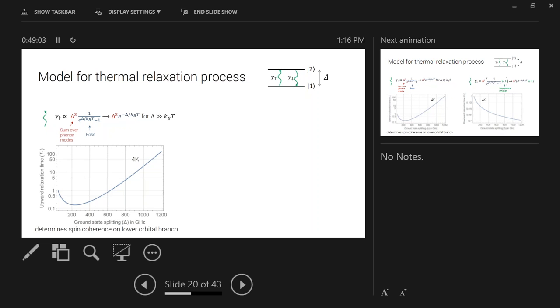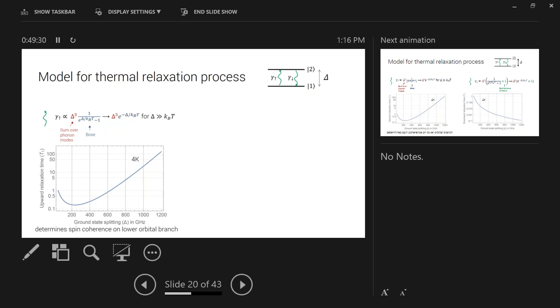So what I want you to think about right now is the process gamma up, where population is kicked from level 1 to level 2. So this is a sort of a toy physics problem where you have a two-level system that's coupled to thermal excitations, okay? And if you want to calculate this rate gamma up, and you can do this using Fermi's golden rule, you will find that the expression for gamma up has two factors.